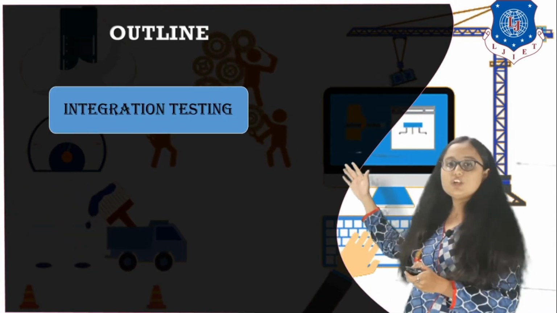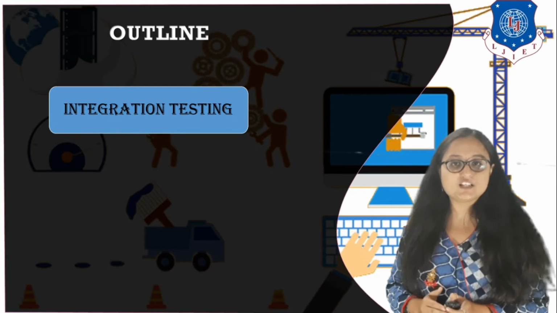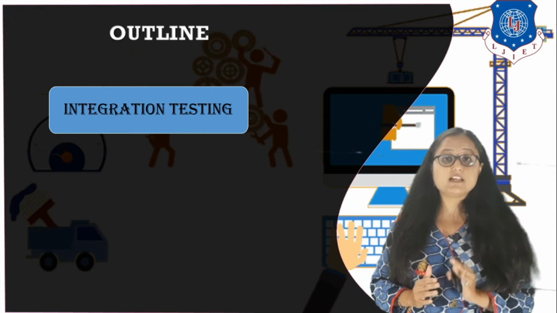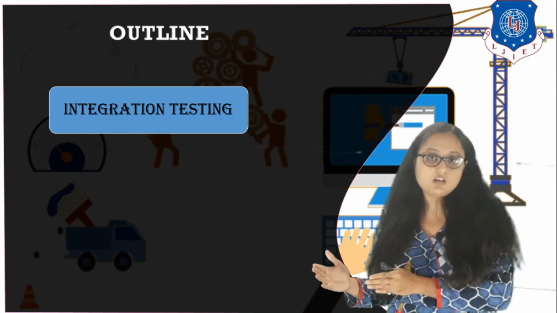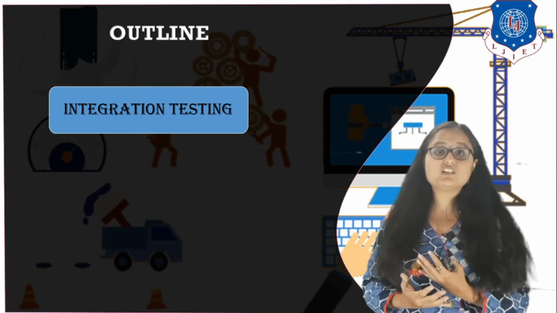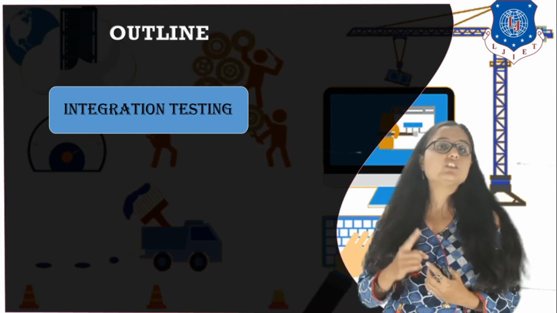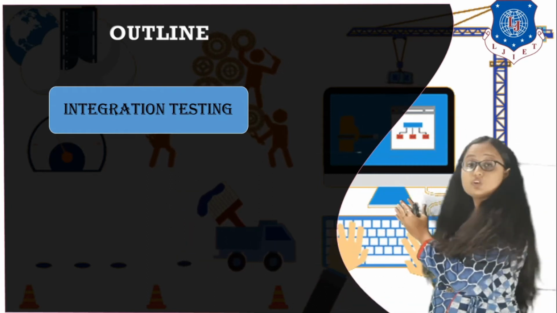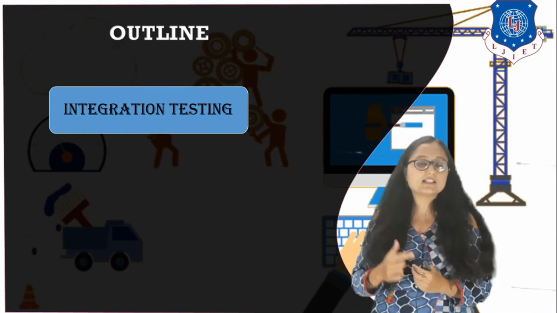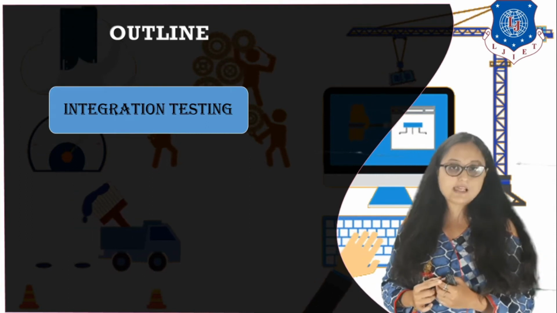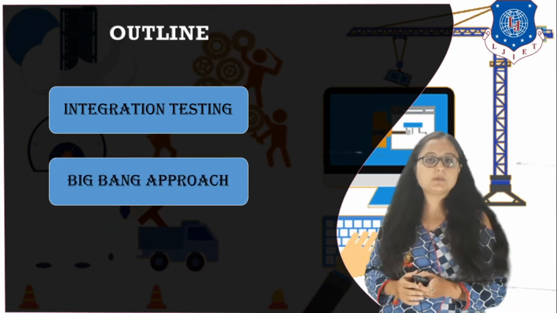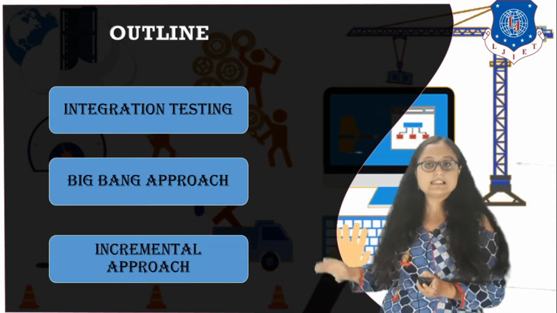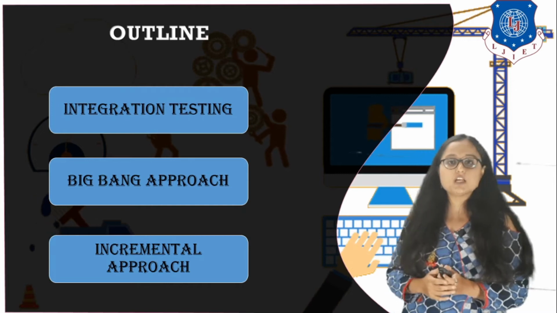The first thing that we are going to study in today's lecture is integration testing. I hope you recall what was the last lecture. In the last lecture we had studied the testing strategy spiral, in which we had studied the different testing types. Also, one of the testing types was covered, that was unit testing. The next testing strategy, if you recall, was integration testing, and that is the topic that we are going to study in today's lecture. In integration testing, basically there are two approaches. The first one is the Big Bang approach and the second one is the incremental approach. We are going to study both of them.